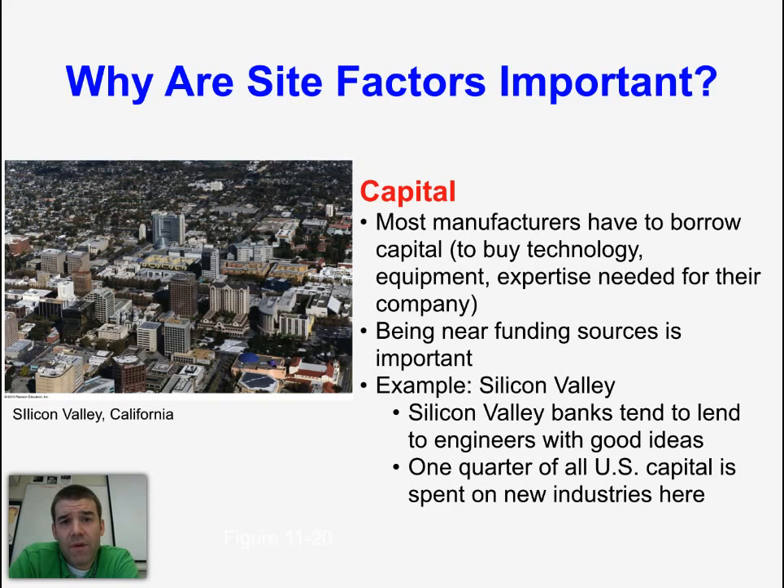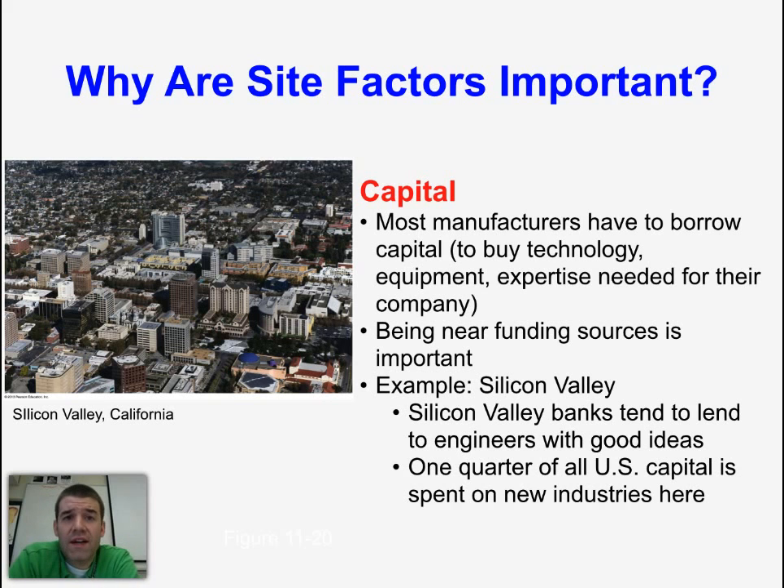A perfect example of this would be Silicon Valley in the United States. Outside of San Francisco, California, this has become the technology hearth or center of really global technology. And there's a lot of capital that flows into any company or engineer or ideas that have merit. There are oftentimes resources that people are willing to give to those ideas to see if they'll flourish.